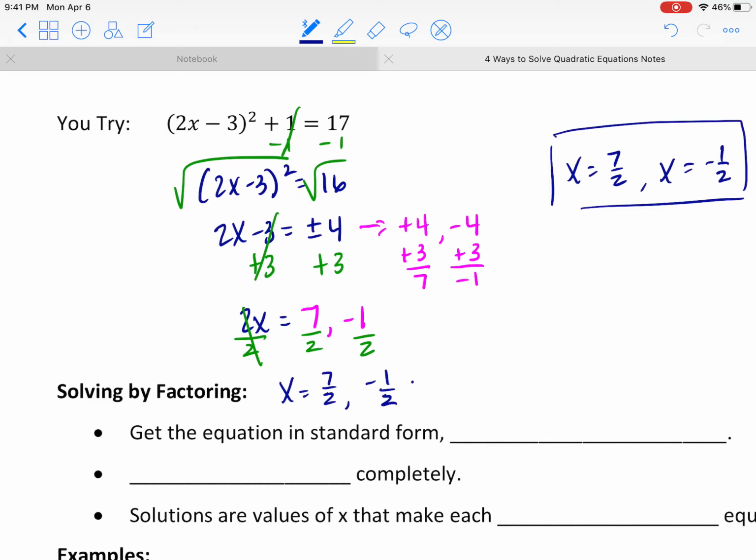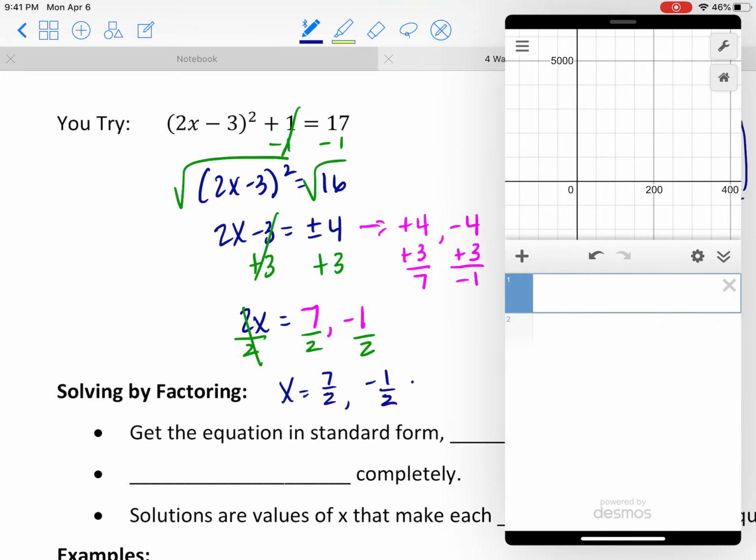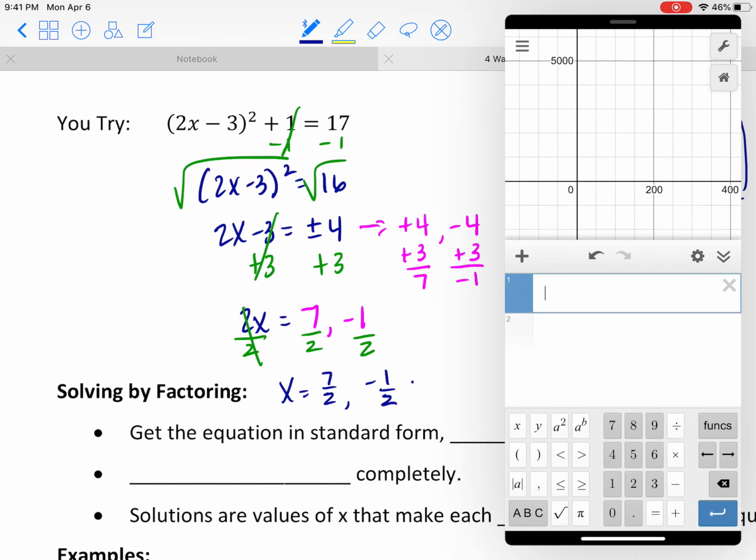Just make sure you're not confusing that with a coordinate, right? That isn't a point on a graph. That's 2 separate solutions for x. And at any point, if you wanted to check any of these answers, I didn't mention this before, but you could absolutely plug them back in and make sure they work. And your calculator would be happy to do that for you. When I say calculator, I mean Desmos, right? So 7/2, for example, just so you can see. In the parentheses, we have 2 times, I'm going to put in my 7/2.